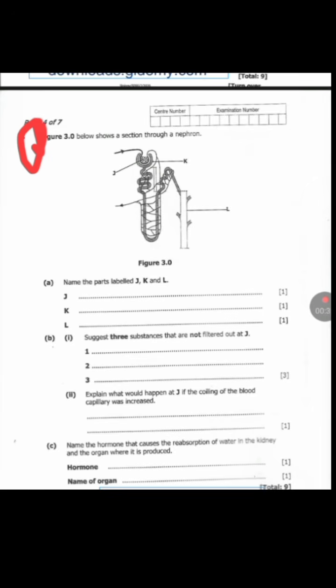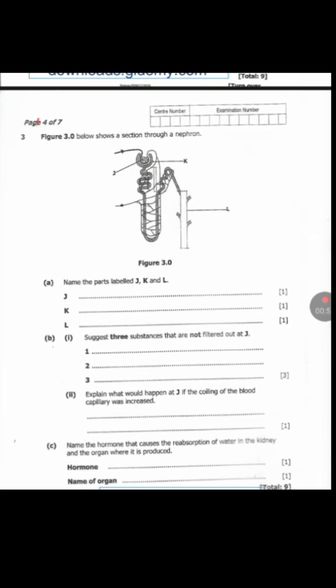All right, so the question, like I've said, it is this question. Okay, question number 3. All right, so now we are saying the figure 3.0 below shows a section through a nephron. Okay, so this is a nephron that we are seeing. So bear in mind that nephrons can be drawn in different ways. You need to know the different diagrams of a nephron. All right, let's come to the questions.